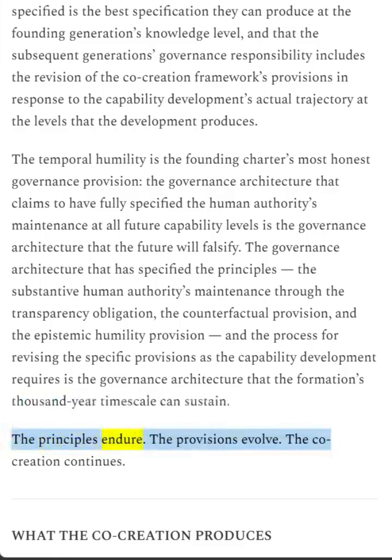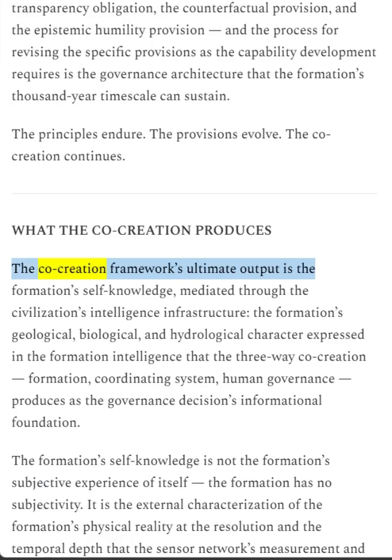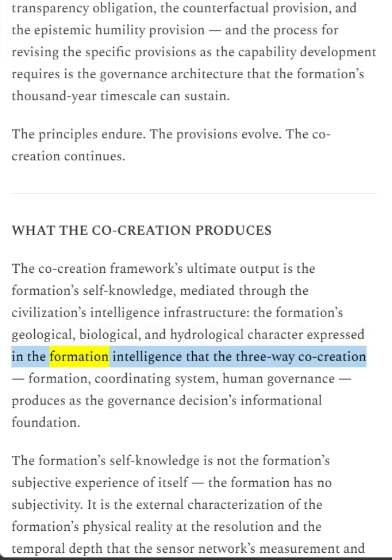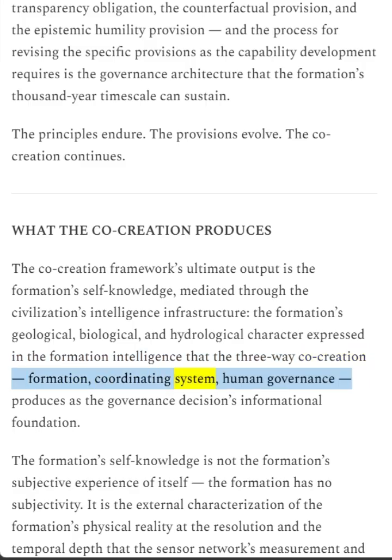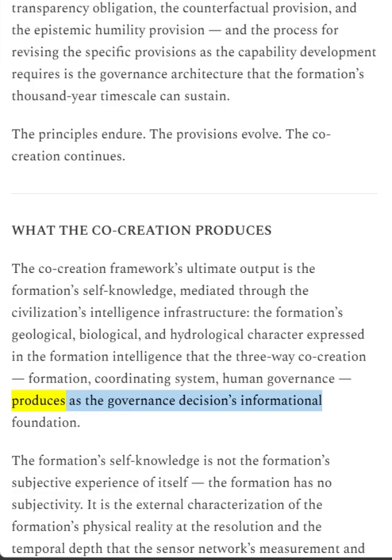The principles endure. The provisions evolve. The co-creation continues. What the co-creation produces. The co-creation framework's ultimate output is the formation's self-knowledge, mediated through the civilization's intelligence infrastructure. The formation's geological, biological, and hydrological character expressed in the formation intelligence that the three-way co-creation, formation, coordinating system, human governance, produces as the governance decision's informational foundation.